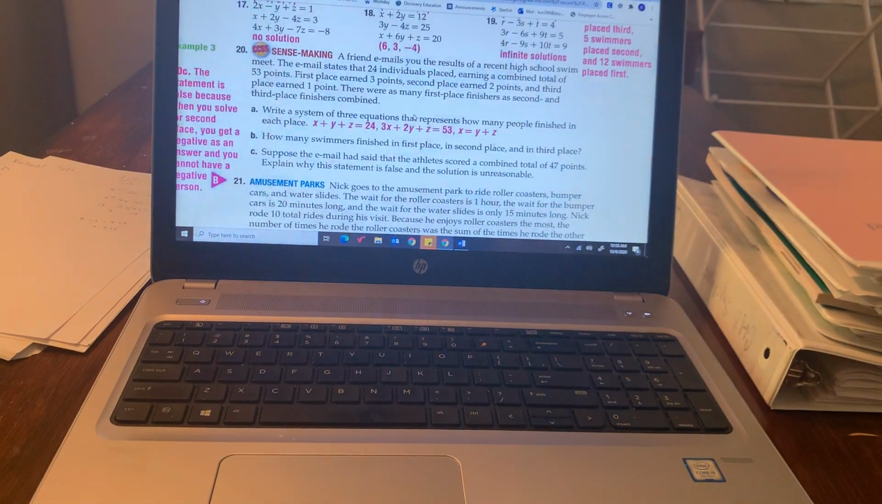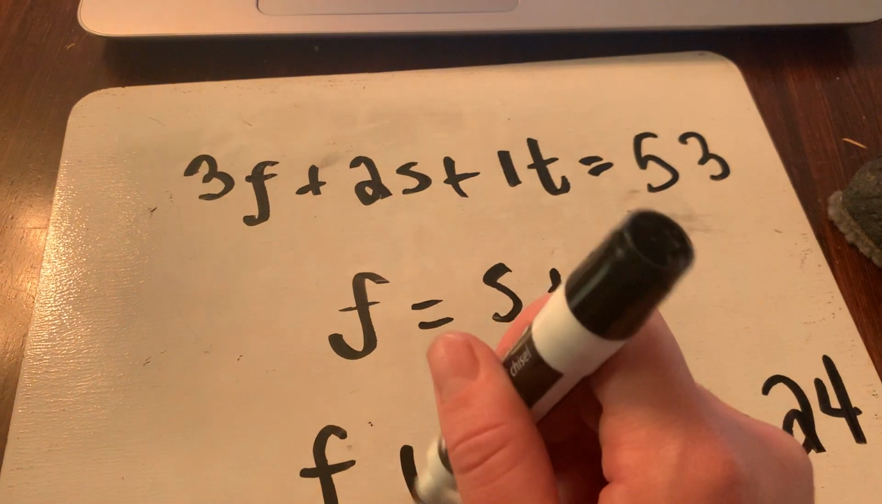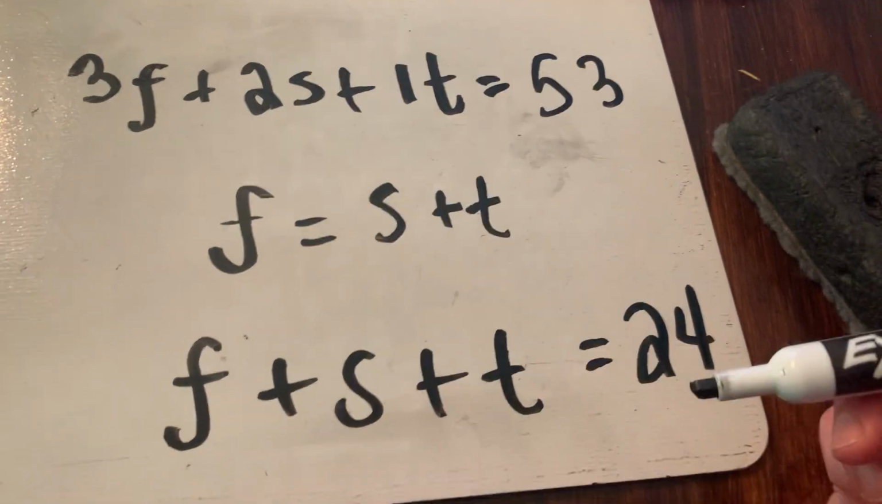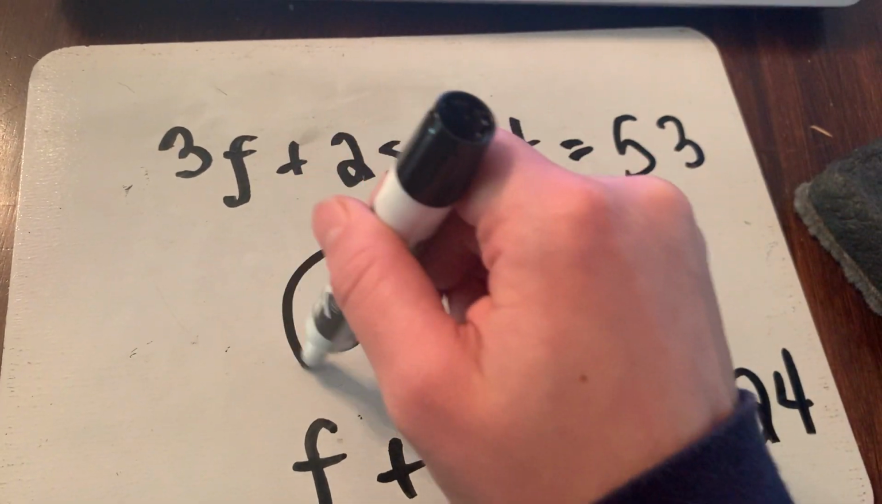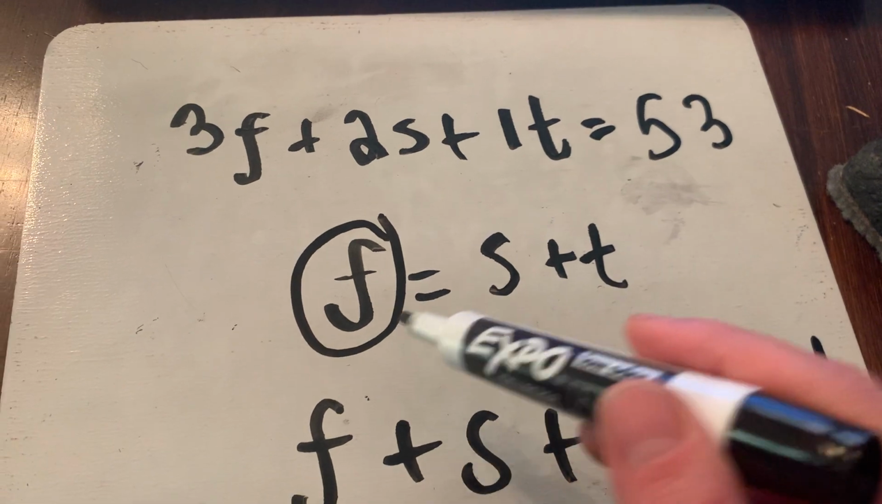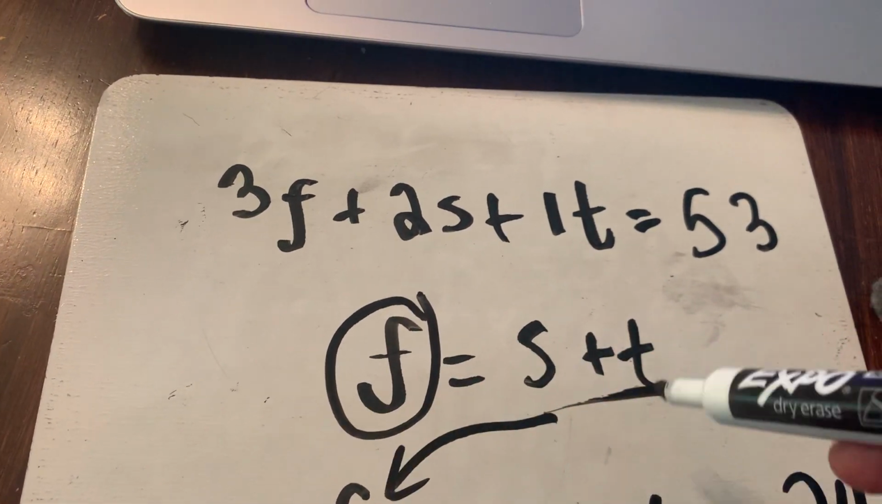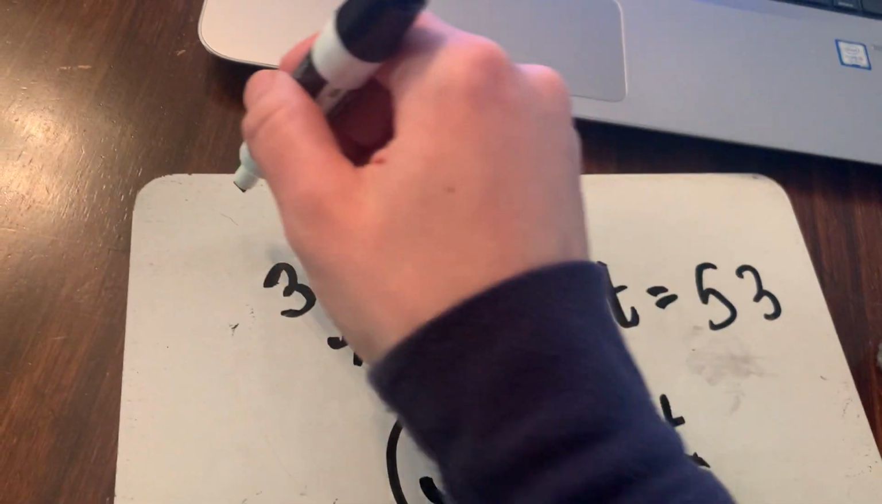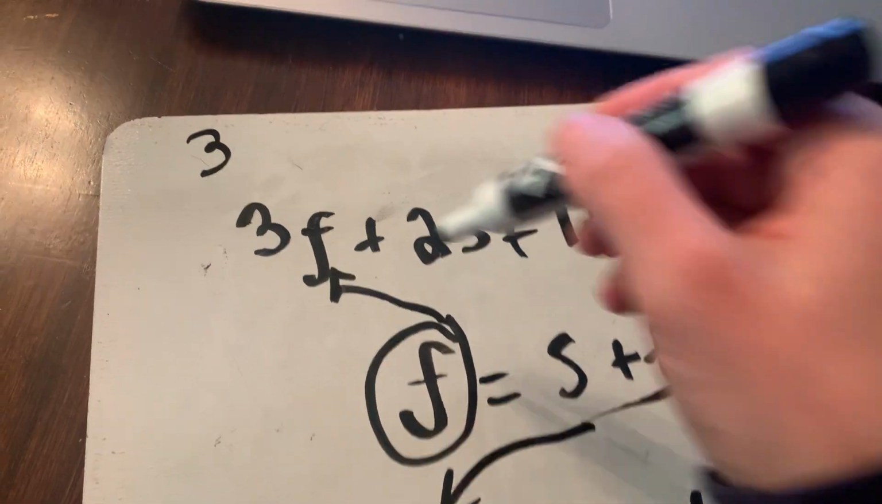So if there's 24 people, how many first place winners were there? How many second place and how many third place? So you're gonna have 3 equations. You're always gonna have a comparison one for these word problems. So every time you see an F, you're gonna replace it with S plus T. So it's not 3F anymore, it's 3 times the quantity S plus T.